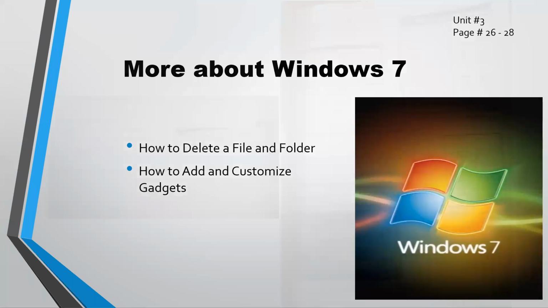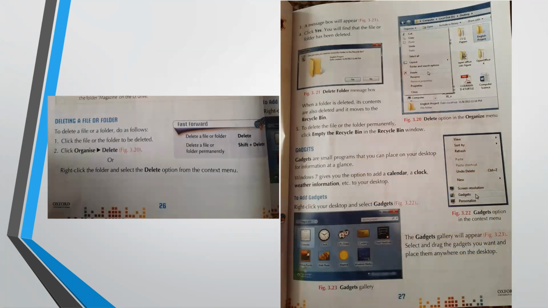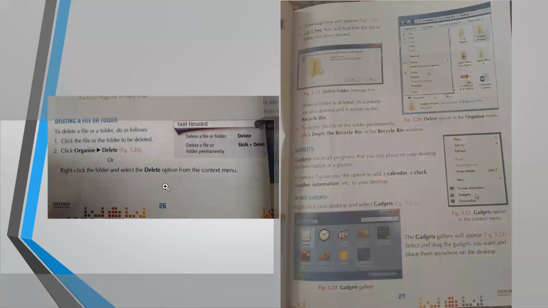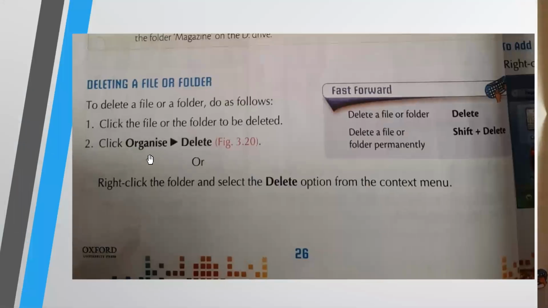Okay. Now we are starting from page number 26, and the topic is the same: how can you delete a file and a folder. Now let's read from the book. Kindly open up your books, page number 26. Deleting simply means that you don't want that file and you want to delete it from your computer, either file or folder.